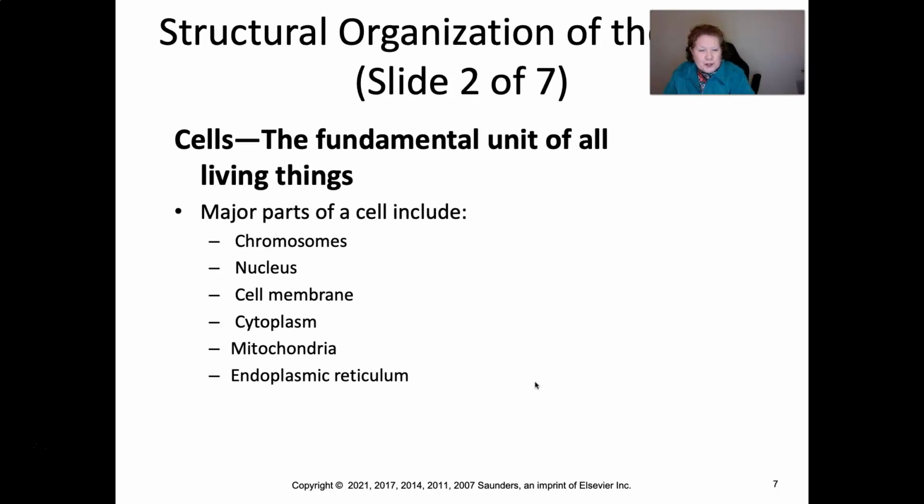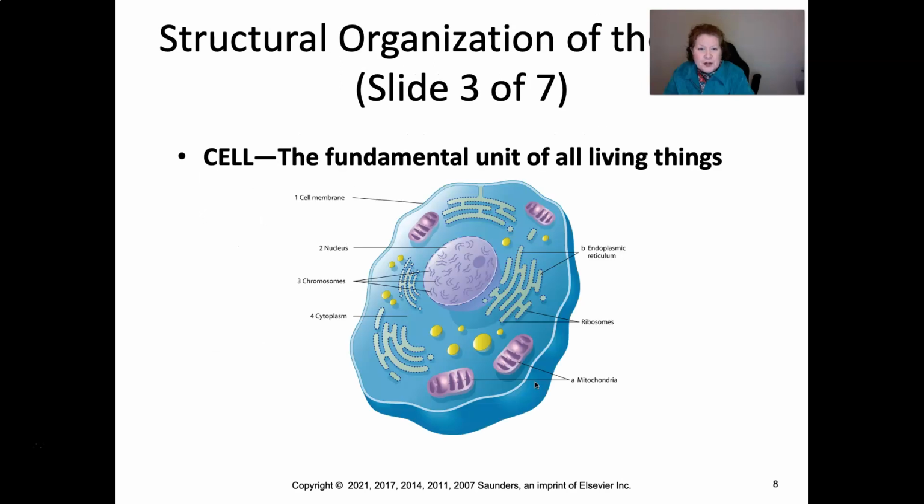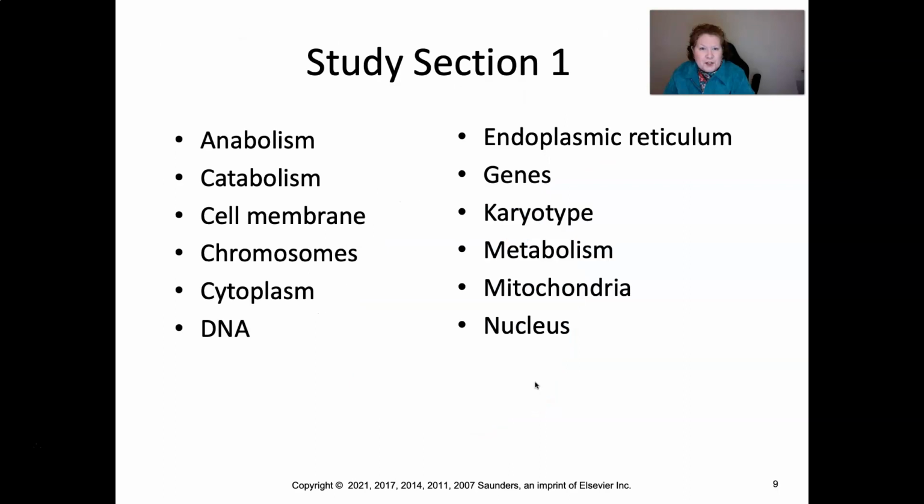So I'm not going to cover much about cells. I'd like you to take a look at your book just so that you understand those different major parts of the cell. This is a great visual for looking at what the parts of the cell are, what they look like, and that sort of thing. Hopefully you've had anatomy and physiology already, or at least basic biology, and that has walked you through some of these things. So one of the things you want to do is make sure you understand all of these terms up here: anabolism, catabolism, cell membrane, chromosomes, cytoplasm, DNA, endoplasmic reticulum, genes, karyotype or karyotyping, metabolism, mitochondria, and nucleus.